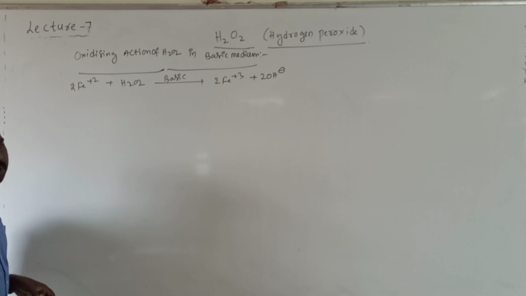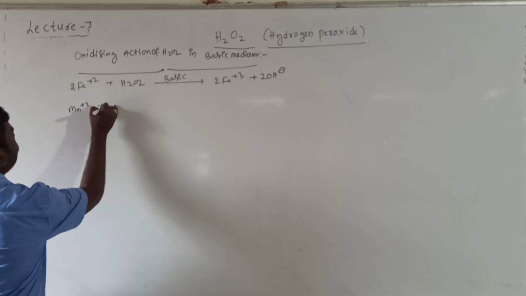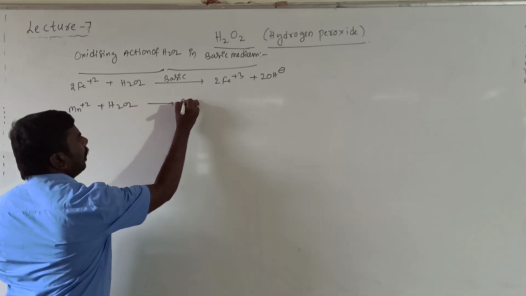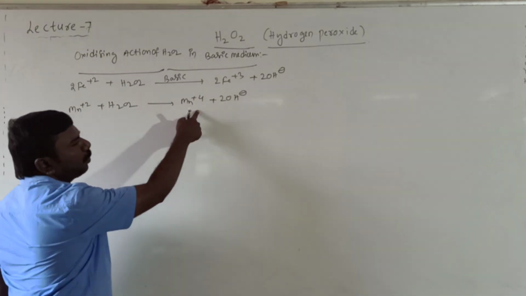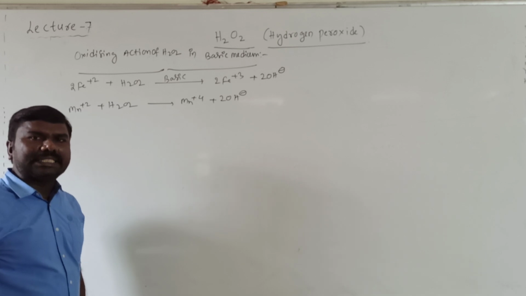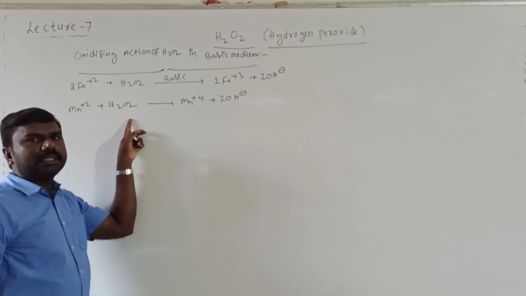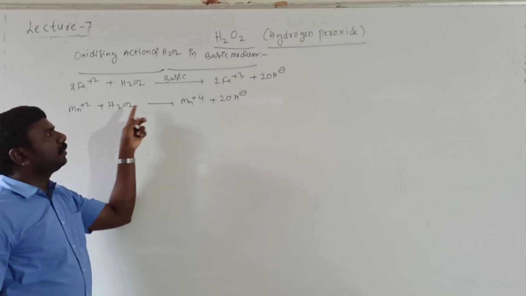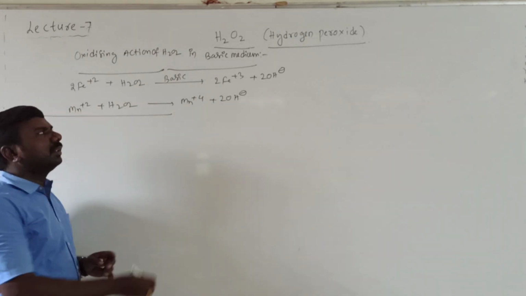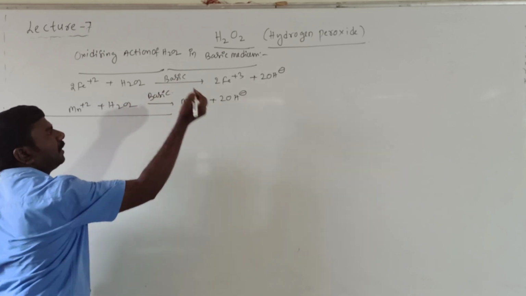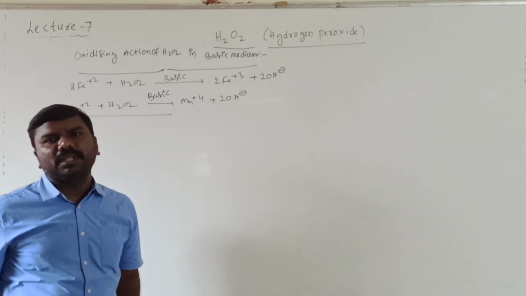Next, second one is Mn plus 2 plus H2O2 gives rise to Mn plus 4 plus 2OH minus. Mn plus 2 to plus 4, an increase in oxidation state, is called oxidation. Oxidation done by H2O2 acting as oxidizing agent. It oxidizes Mn plus 2 to Mn plus 4. This is acidic medium and basic medium we have studied. Normally also it is acting as an oxidizing agent. Those properties we will discuss.